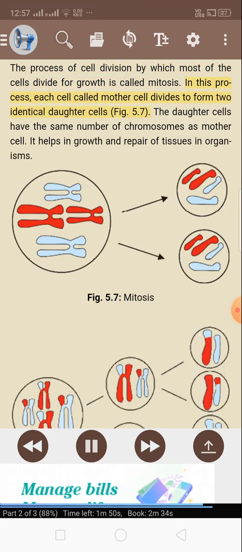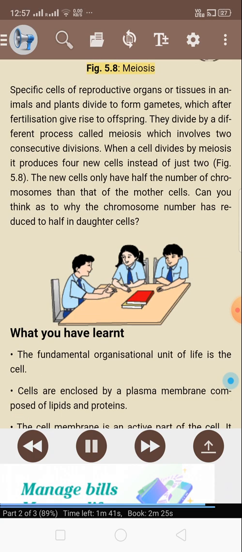In this process, each cell, called the mother cell, divides to form two identical daughter cells, figure 5.7. The daughter cells have the same number of chromosomes as the mother cell. It helps in growth and repair of tissues in organisms. Figure 5.7, mitosis. Figure 5.8, meiosis.